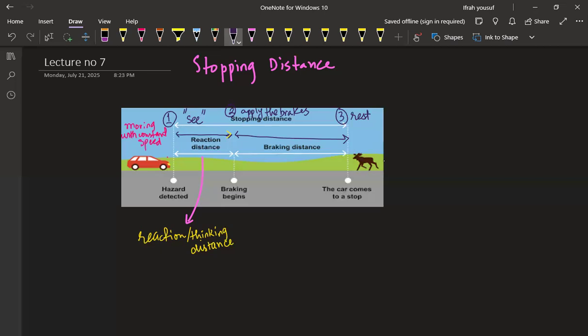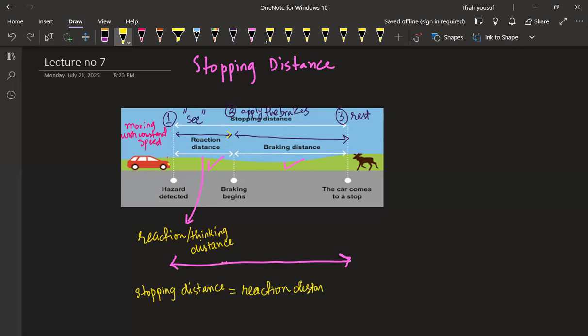Okay. So the stopping distance is actually the sum of the reaction distance or thinking distance and braking distance, right? So this whole distance is going to be your stopping distance. Clear? So what we can write here: stopping distance is equal to reaction distance plus braking distance, right? Any question here?